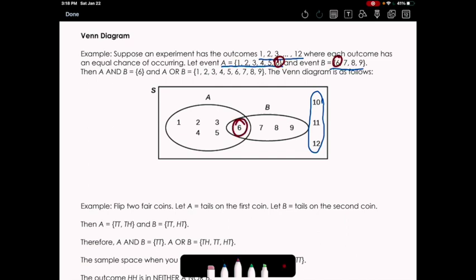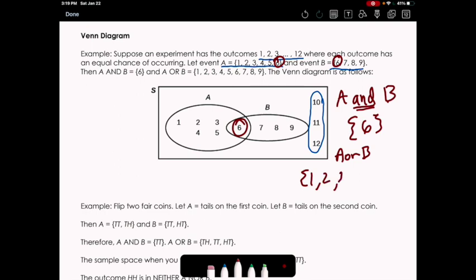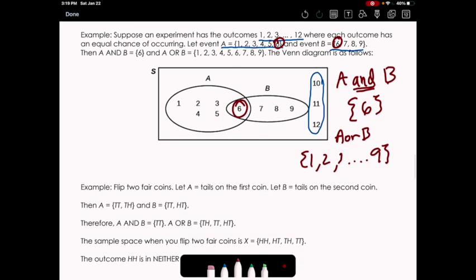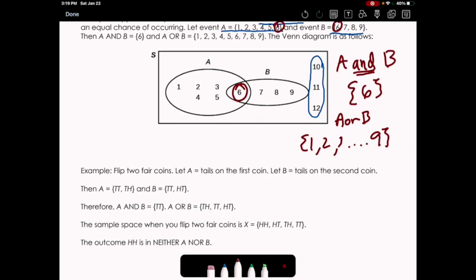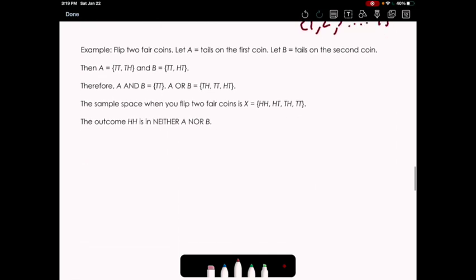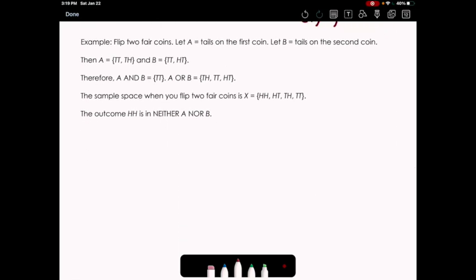Because 6 is in common in both of these events, that's why 6 is where they overlap. And then A or B would be all of those items listed, but without the overlap. So I wouldn't list 6 twice. I would just list the numbers 1 through 9. So A or B would be 1, 2, 3, all the way up to 9, but I wouldn't list 6 twice. Okay, so that's a quick overview.